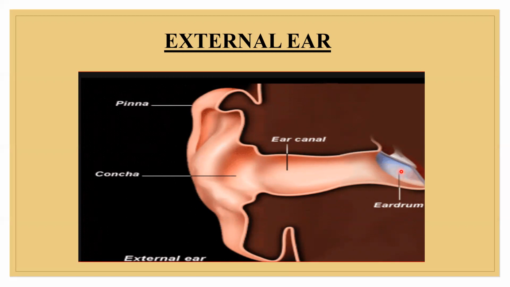This thin membrane separates the external ear from the middle ear. There are three parts of the external ear: pinna, auditory canal, and eardrum. And this membranous part separates the external ear from the middle ear.